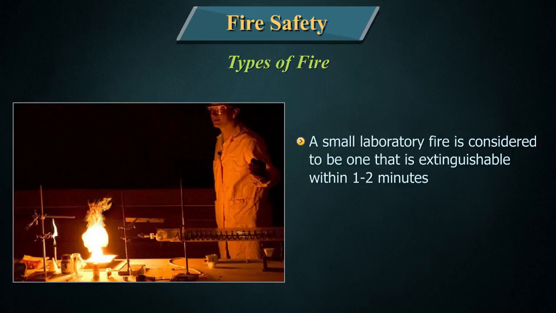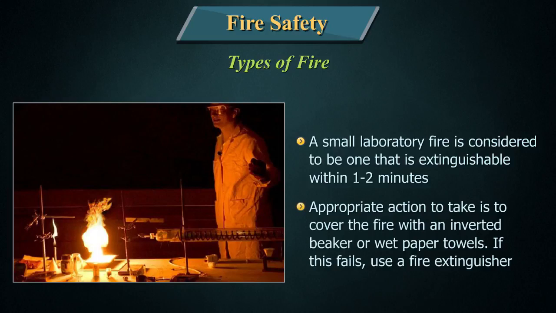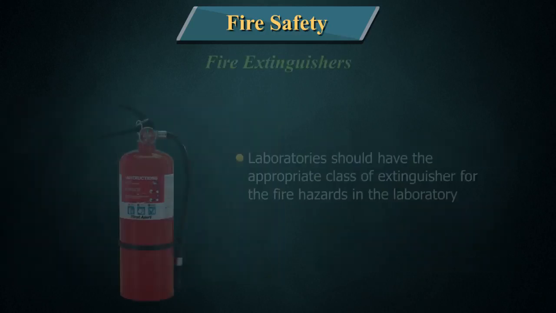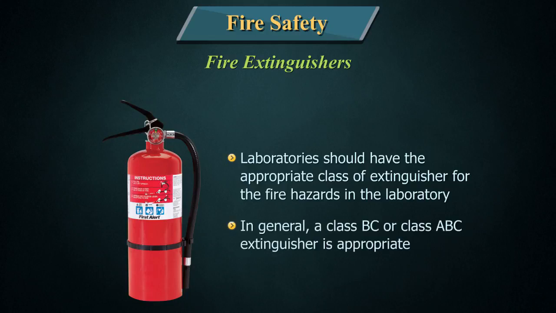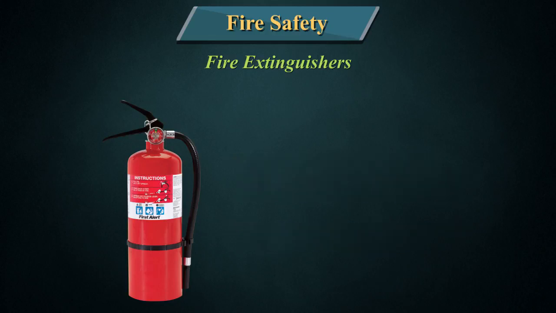A small laboratory fire is considered to be one that is extinguishable within 1 to 2 minutes. The appropriate action to take is to cover the fire with an inverted beaker or wet paper towels. If this fails, use a fire extinguisher. Laboratories should have the appropriate class of extinguisher for the fire hazards in the laboratory. In general, a Class BC or Class ABC extinguisher is appropriate. We will discuss these types shortly.